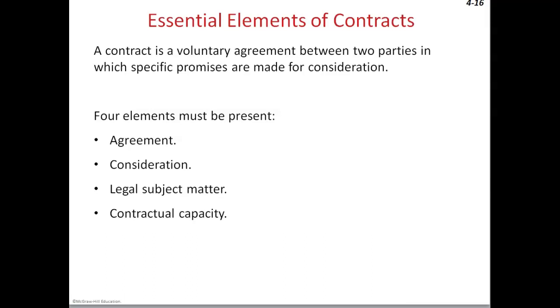If all four elements are present and the contract is legally enforceable, but one of the parties fails to comply with the terms of the contract, it would be considered a breach of contract, and that party could be charged with breach of contract. And lastly, a minor cannot enter into any sort of contract without the consent of a parent or legal guardian. A minor is usually defined as anyone under the age of 18, but in some jurisdictions, 21.